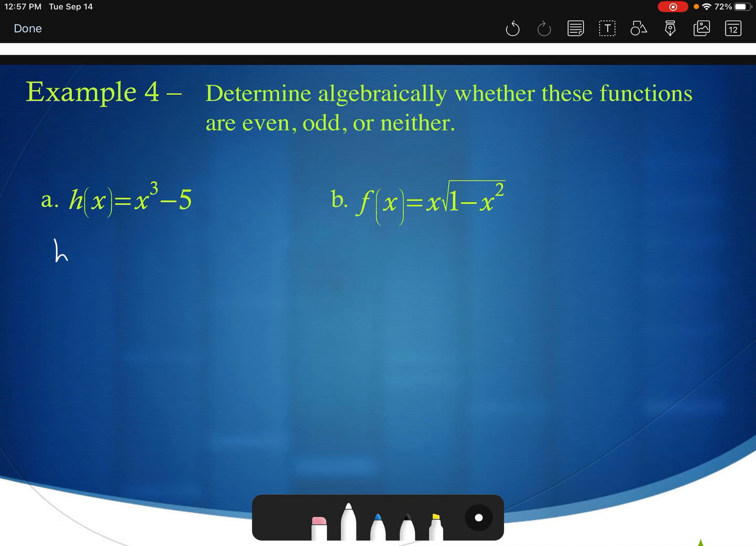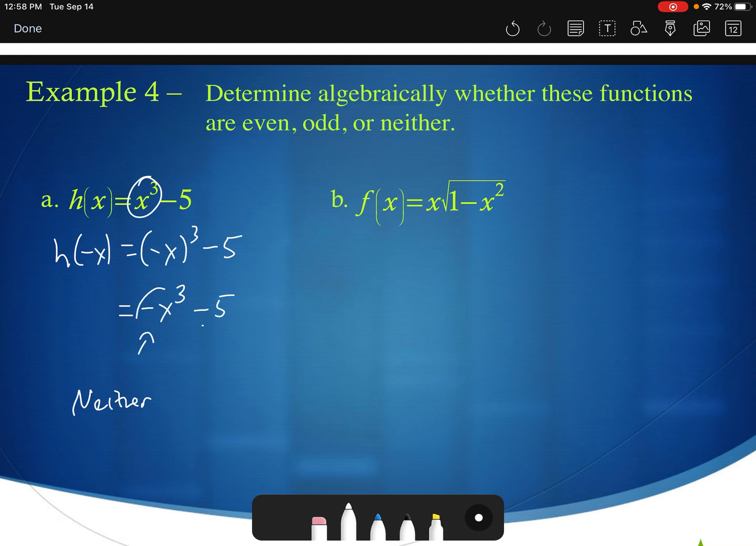So for instance, here we go. To figure out even or odd, we're going to plug in negative x instead of x. Well, negative x cubed is negative x cubed. But you can see that the x cubed is opposite, yippee, but the negative 5 is not opposite. And it's not the same, so this is neither. It's not even or odd. Because if the x cubed is negative, then the negative 5 would have to be plus 5 in order for it to be odd. To be even, it would look exactly like this.